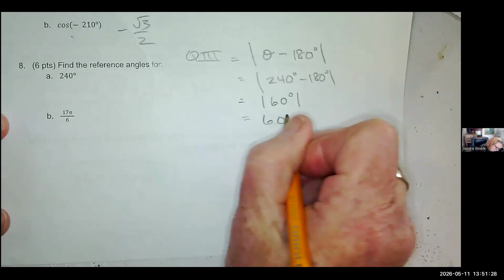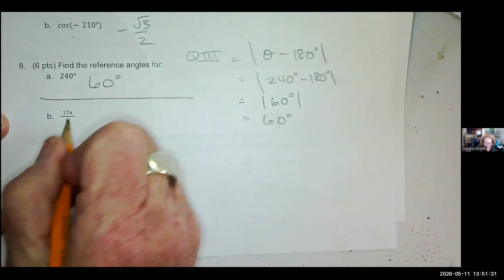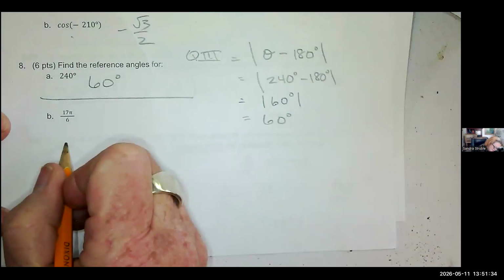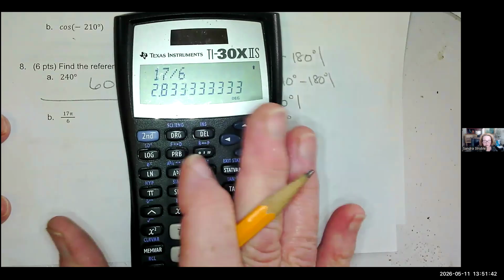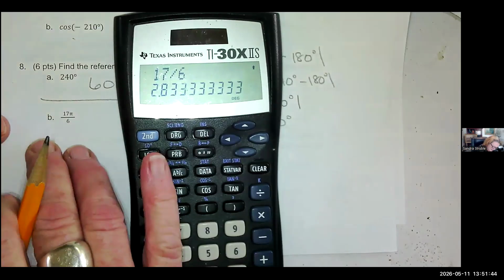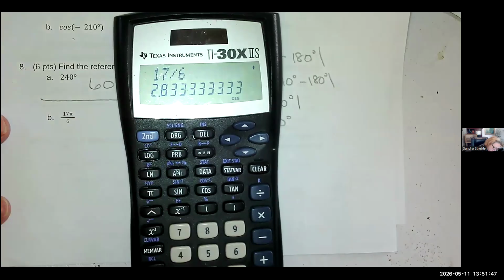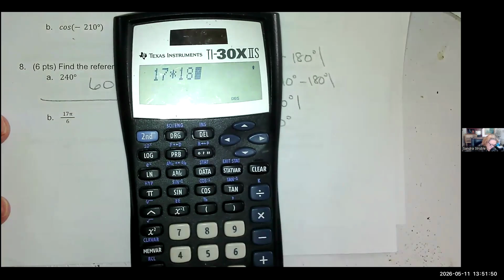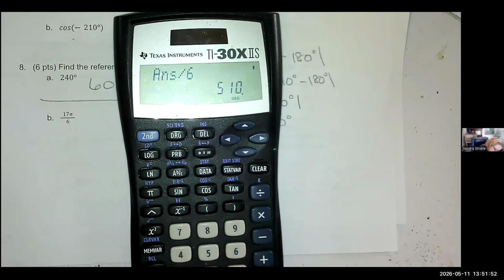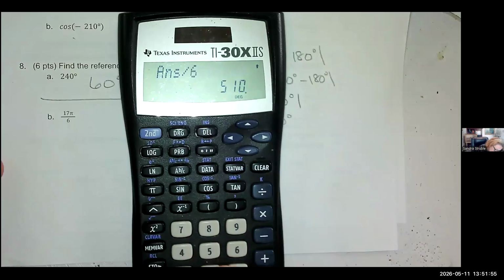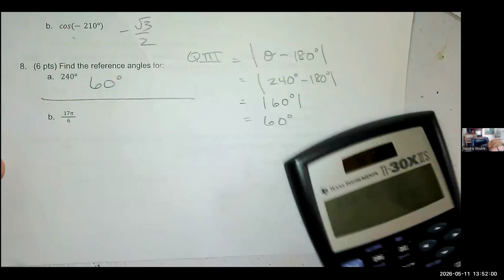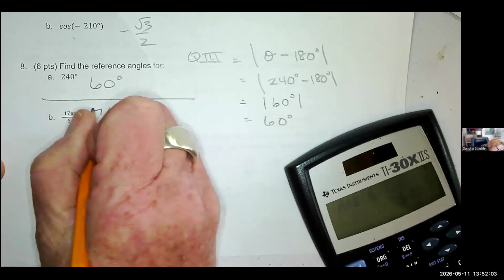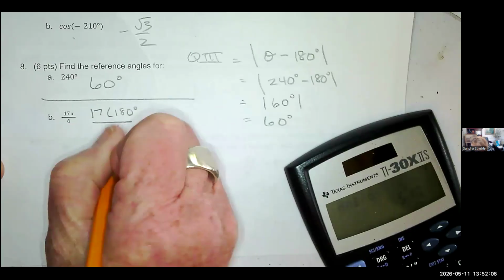All right, and the next one is 17 pi over 6. This is going to be bigger than 2 pi. How do I know that? 17 divided by 6 is bigger than 2. That's how I know. First thing I'm going to tell you to do is convert this to degrees because it will make your lives easier. 17 times 180 over 6 is going to be 510 degrees.